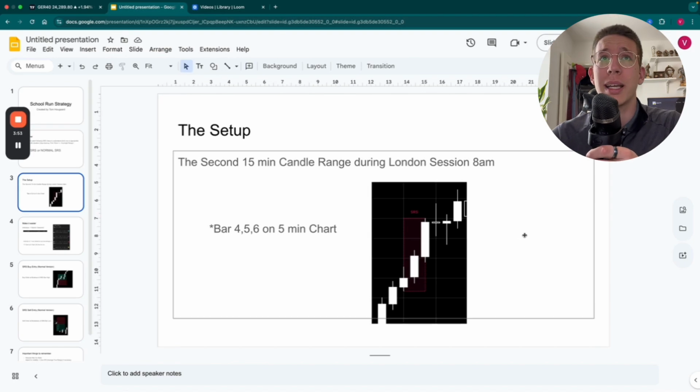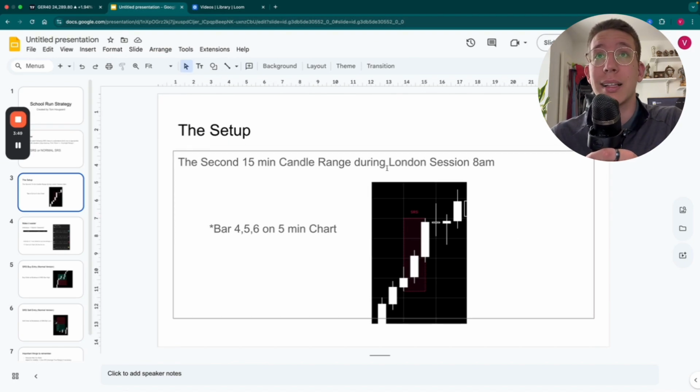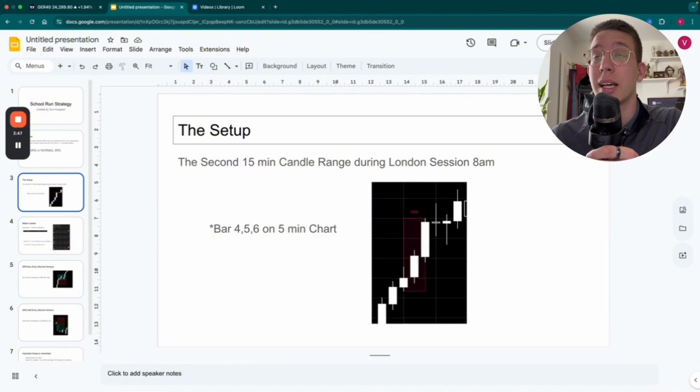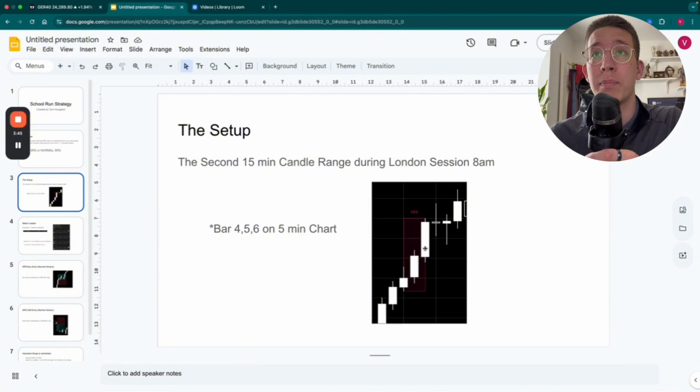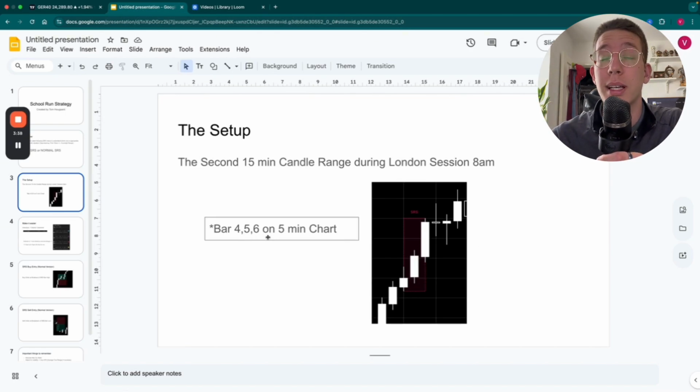So very simply, the setup is just the second 15-minute candle range during London session, which starts at 8 a.m. On a 5-minute chart, if you're focusing purely on the 5-minute chart, it will be the 4th, 5th and 6th bar.